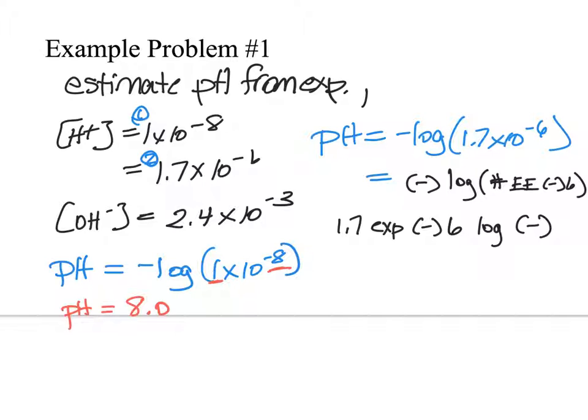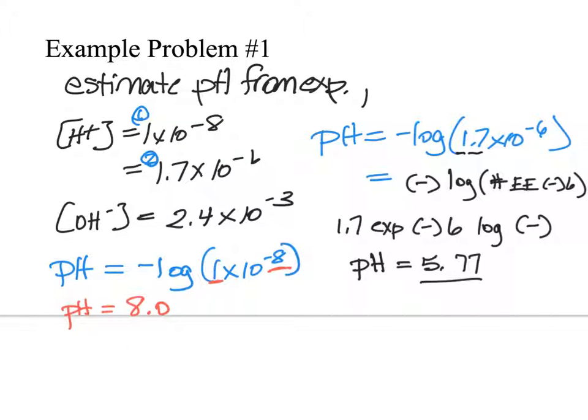And I'm getting pH is equal to 5.77. So we need to look at how many places to the right of the decimal. My hydronium has 2 significant figures, so my answer should have 2 places after the decimal, so that'll work just fine.